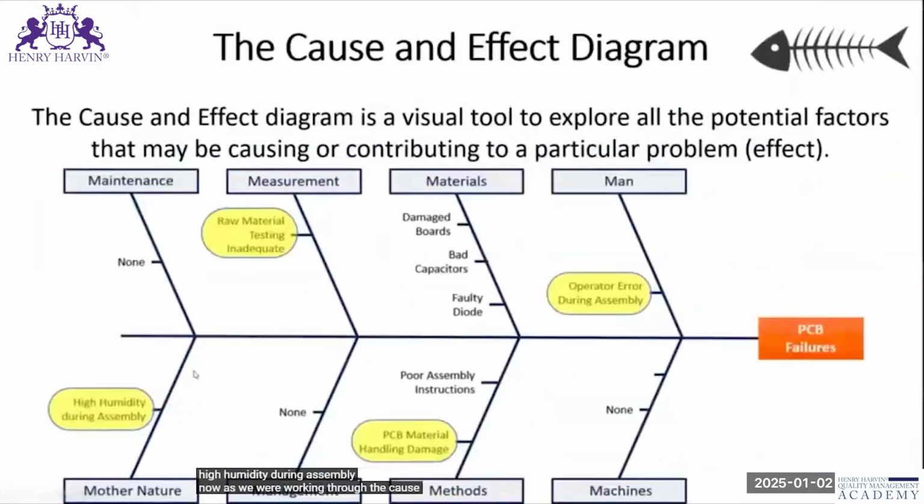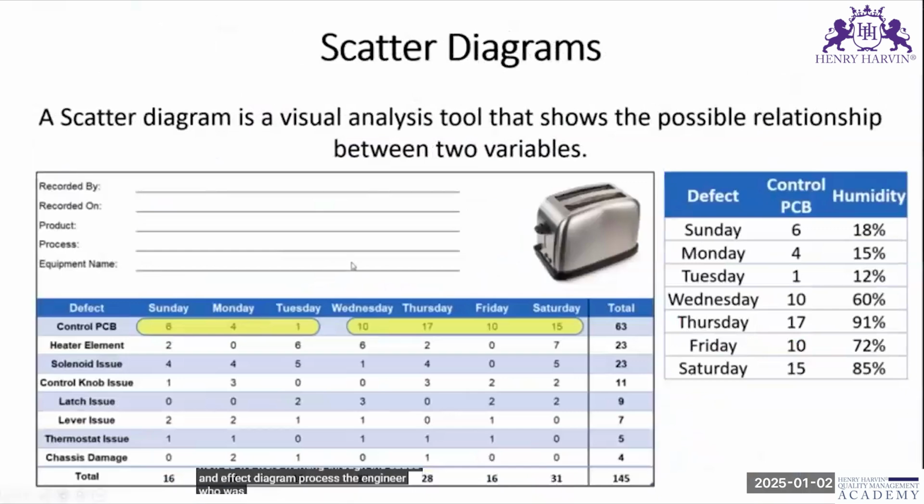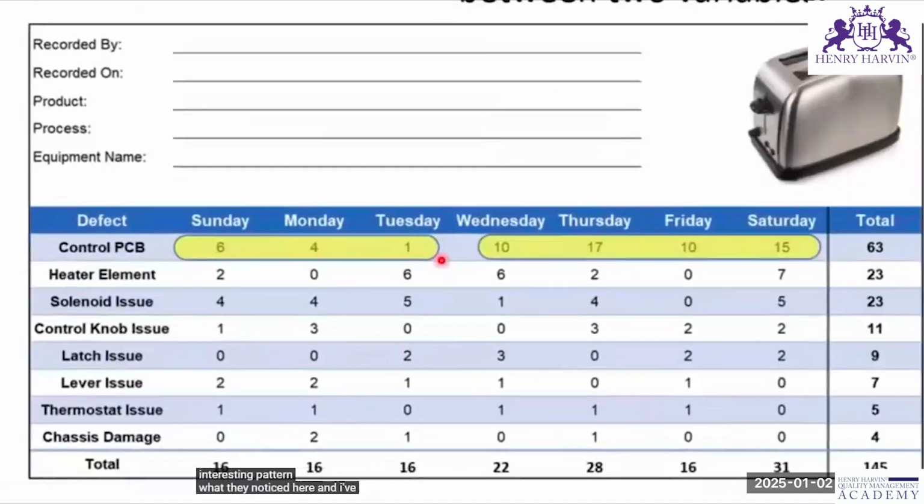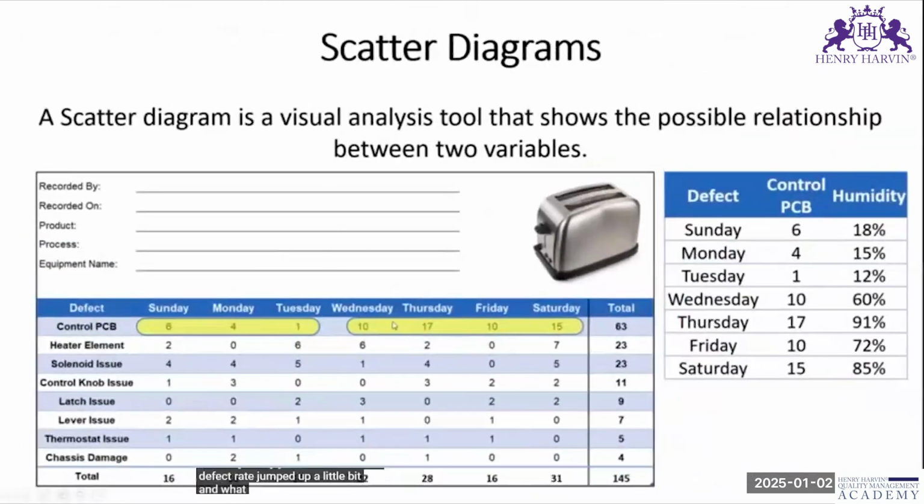Now, as we were working through the cause and effect diagram process, the engineer who was helping us looked at our check sheet and noticed an interesting pattern. What they noticed here, and I've highlighted here in yellow, is that Sunday, Monday, Tuesday, we only had a few defects, right? 6 and 4 and 1. Whereas on Wednesday, Thursday, Friday, you'll notice that our defect rate jumped up a little bit. And what the engineer remembered is that we had a rainstorm come through on Tuesday night, and the humidity level in the facility really jumped up. And so the hypothesis here is that humidity is affecting our defect rate.